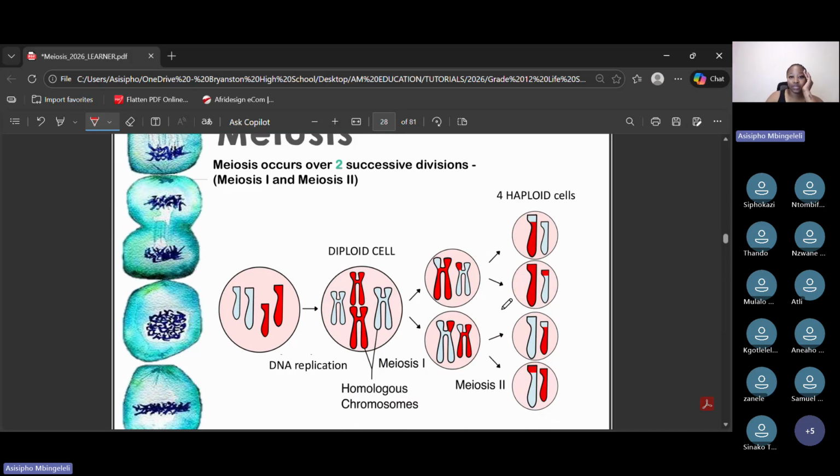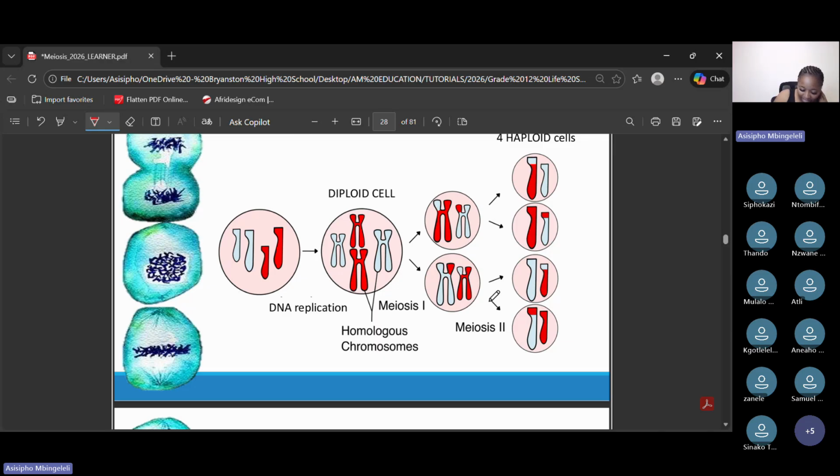So let's look at meiosis. Meiosis, remember what is the goal here? We are producing sex cells. We are producing the egg cells and we are producing the sperm cells. So what are we having here? We are having this parent cell. And how many chromosomes do we have here?